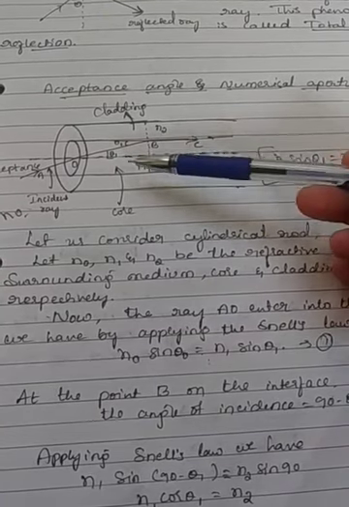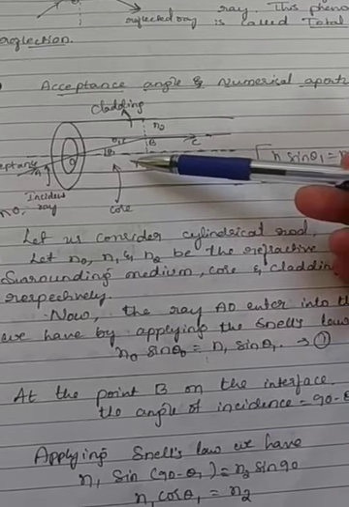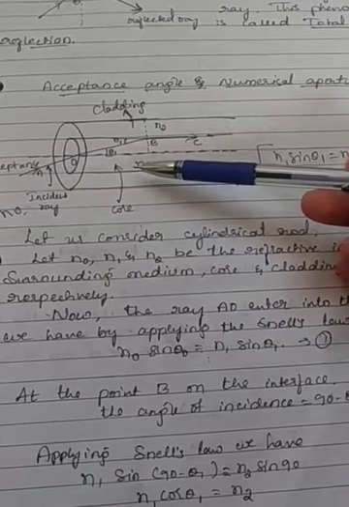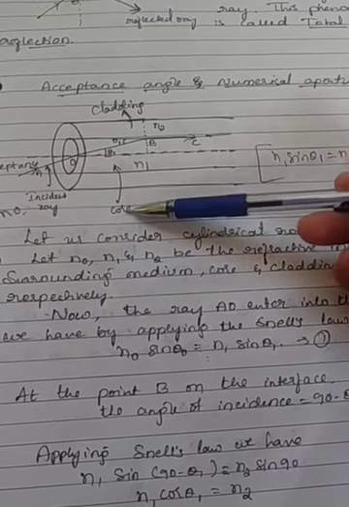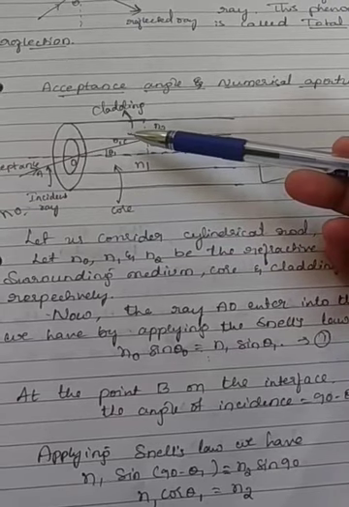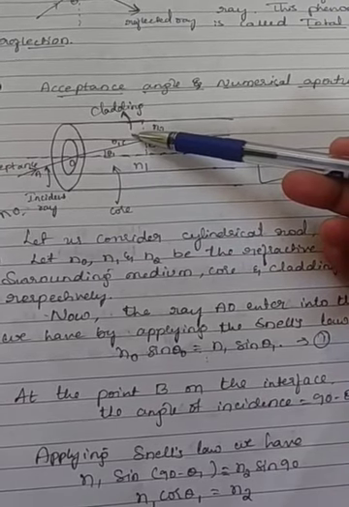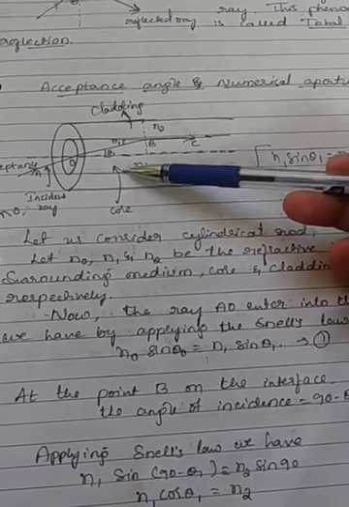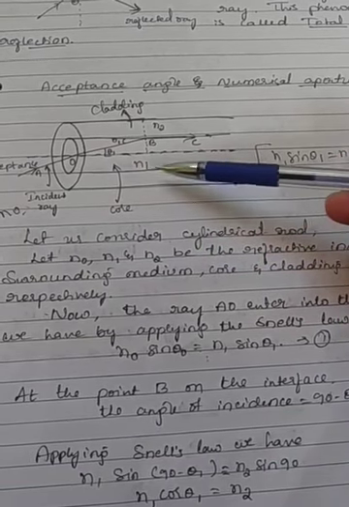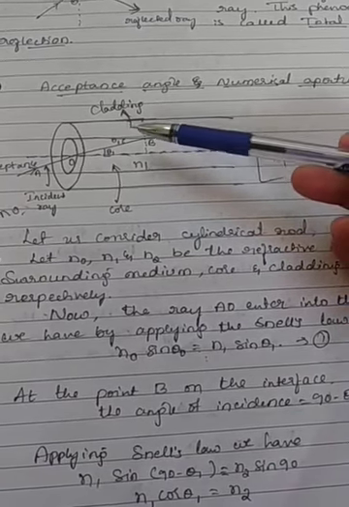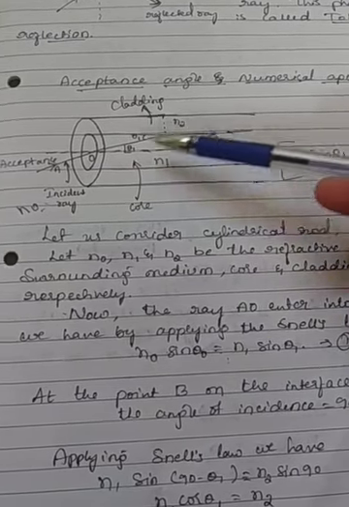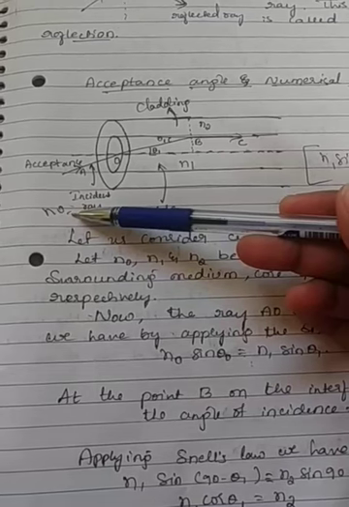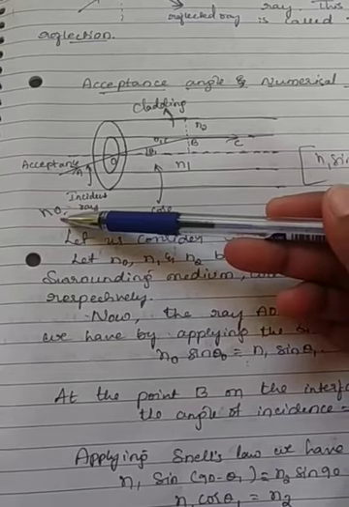This is the optical fiber structure. It consists of two layers. One is the core layer, that is the inside layer, and the outer layer is the cladding. So, the core refractive index is n1 and the cladding refractive index is n2, and the refractive index of the air medium is n0.